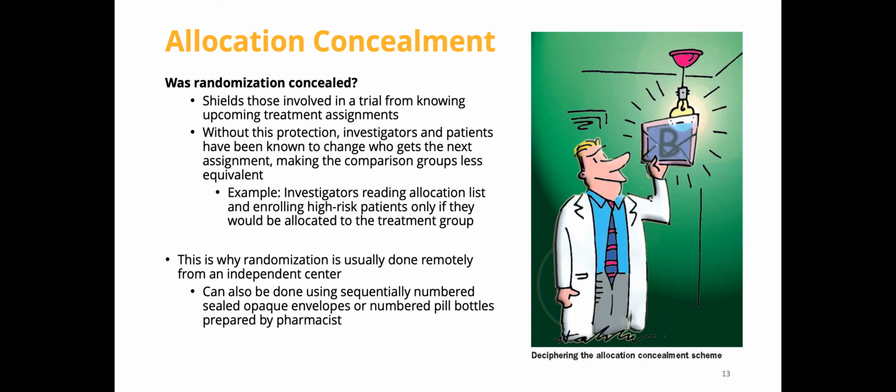It can also be done using things like sequentially numbered, sealed envelopes, or numbered pill bottles prepared by a pharmacist, so that they don't know whether the next patient is going to be getting the intervention or the control group. So allocation concealment is very important in a randomized controlled trial because it maintains randomization, meaning that the two groups, the intervention and control groups, will remain comparable with respect to patient characteristics or confounders.